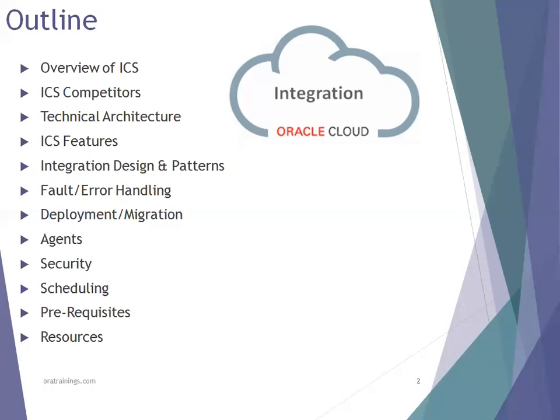And what is the process of deployment or migration from one instance to another? How do you generate or export it? How do you import a particular artifact or integration from one instance to another instance? Coming to the other important concept, agents: when you want to integrate your ICS with any of the on-premise applications, how you can configure your agents appropriately.